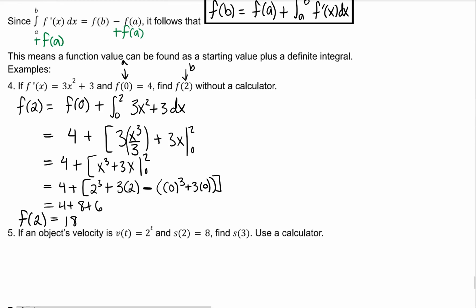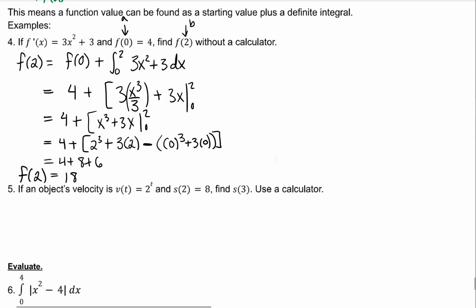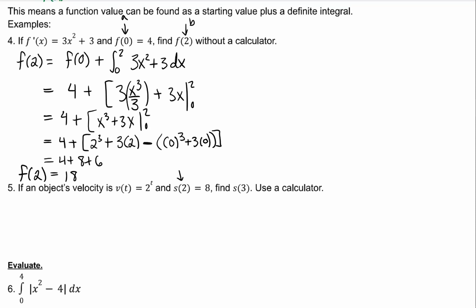If an object's velocity is v of t equals 2 to the t, and s of 2 equals 8, find s of 3 and use a calculator. My lower limit is 2. My upper limit is 3. The velocity, or the f prime equation, is 2 to the t. So start plus accumulation method should look like this. S of 3 is equal to s of 2 plus the integral from 2 to 3 of our velocity function.